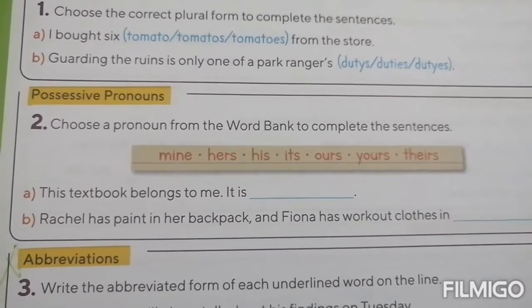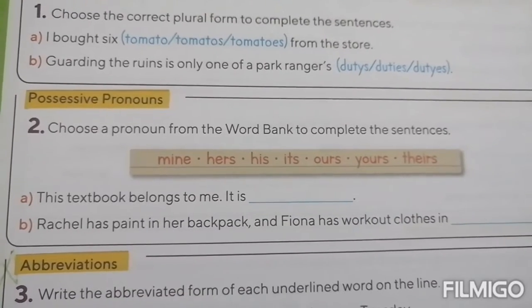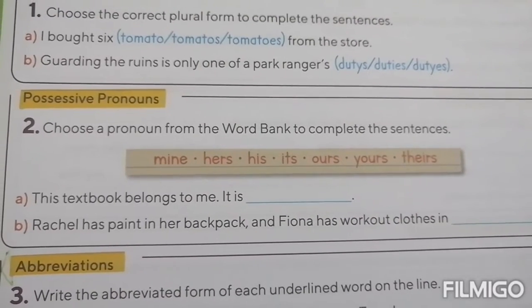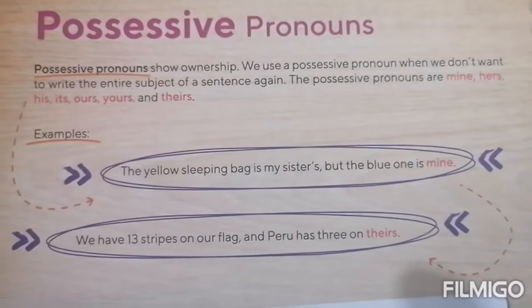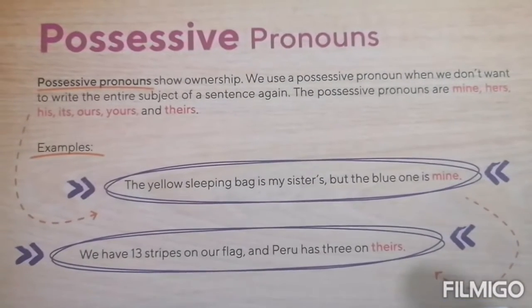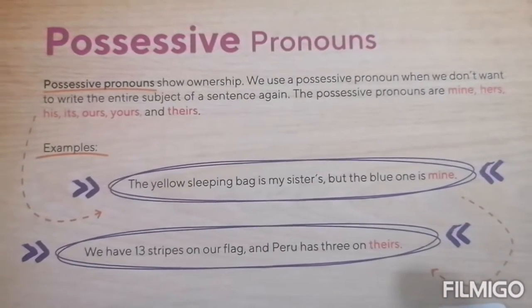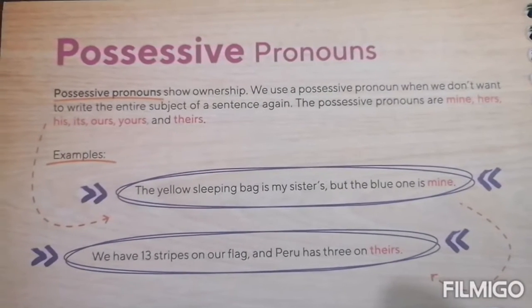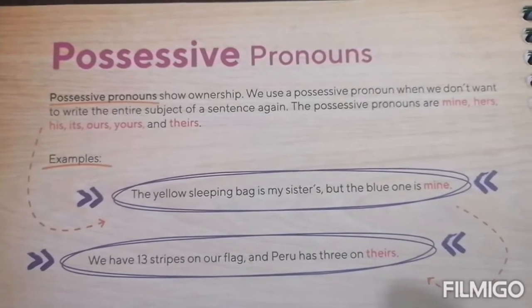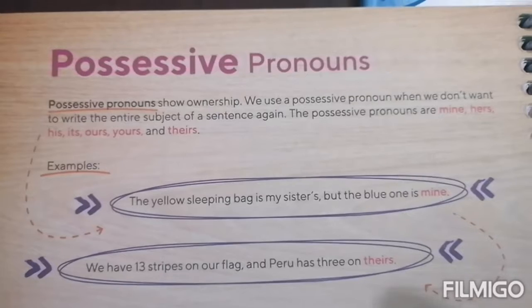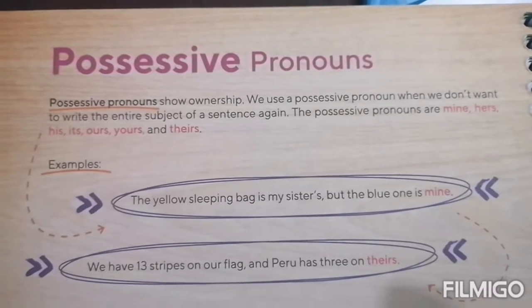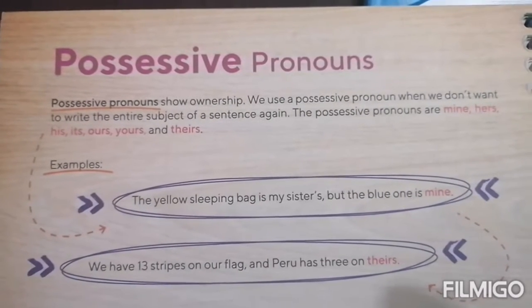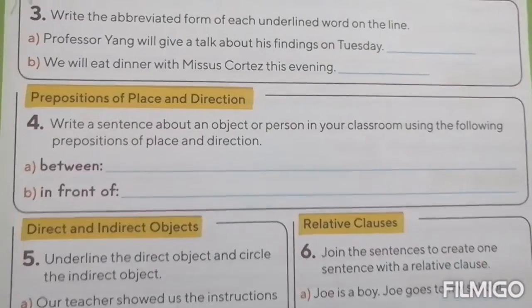Second exercise, the possessive pronouns. Choose a pronoun from the word bank to complete the sentences. On page number 74, we saw the possessive pronouns. They are mine, hers, his, its, ours, yours, and theirs. And we use a possessive pronoun when we don't want to write the entire subject of a sentence again.